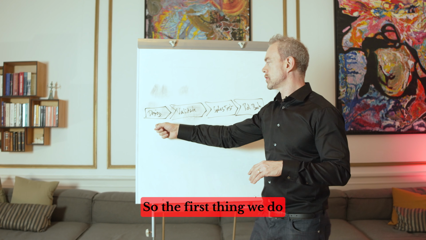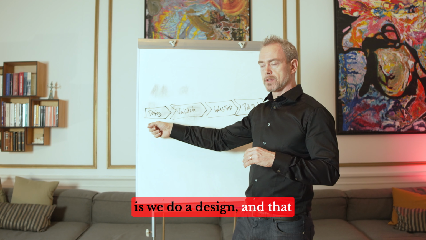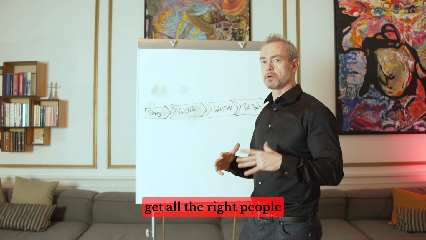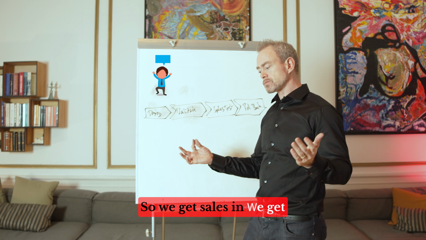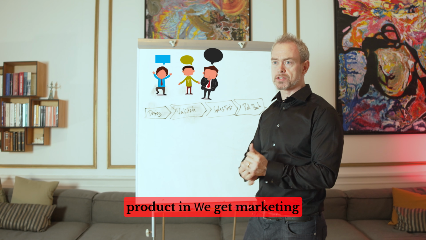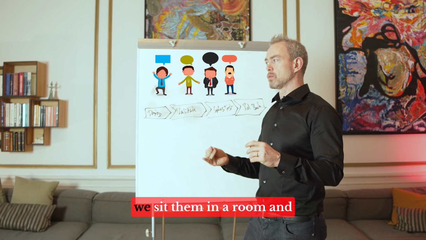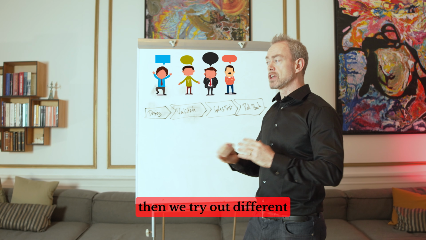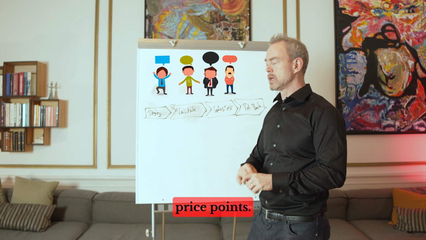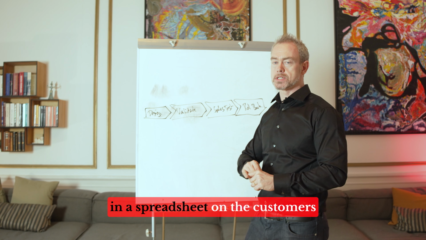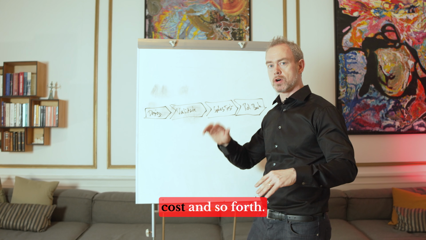So the first thing we do is we do a design. And that essentially means that we get all the right people in the room to agree on what the new pricing should be. So we get sales in, we get product in, we get marketing in, we get the CFO in, and we sit them in a room, and then we try out different versions, get everyone's perspective, and design a new pricing model and new price points. We also run some scenarios in a spreadsheet on the customers and the competitors and some costs and so forth.